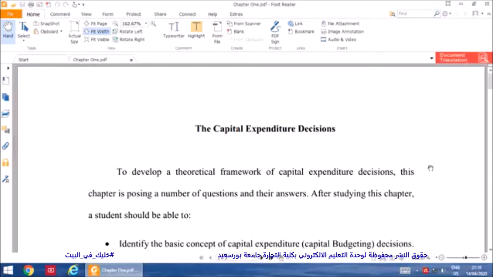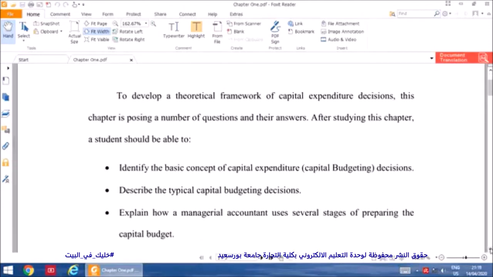Today we will start a new chapter called capital expenditure decisions. After studying this chapter, a student should be able to, firstly, identify the basic concept of capital expenditure or capital budgeting decisions. Capital expenditure and capital budgeting are synonyms.